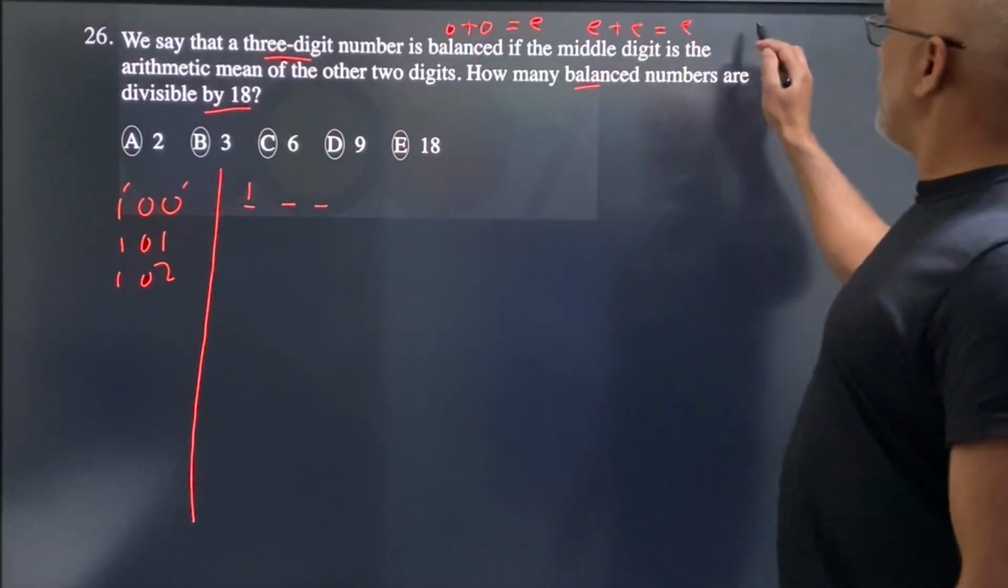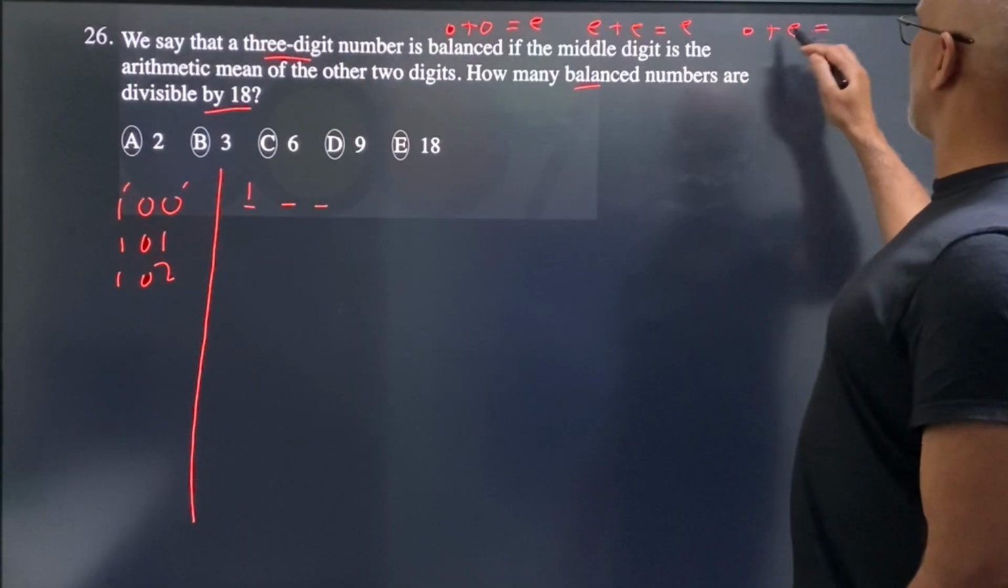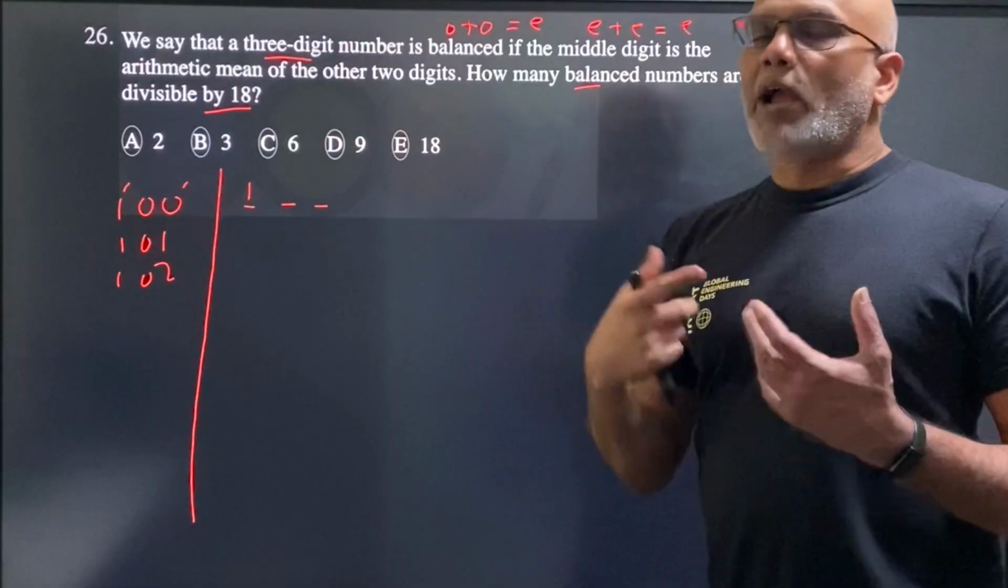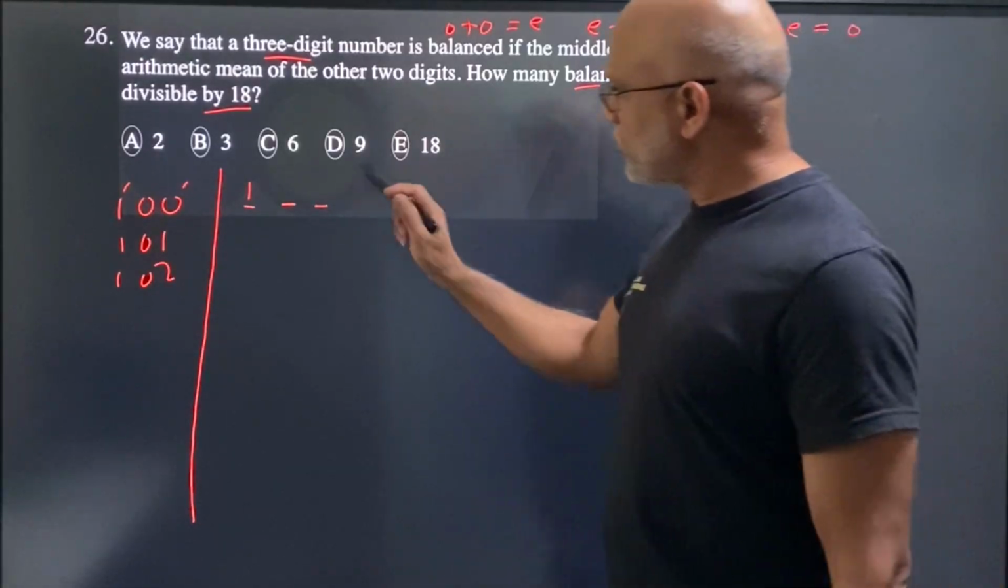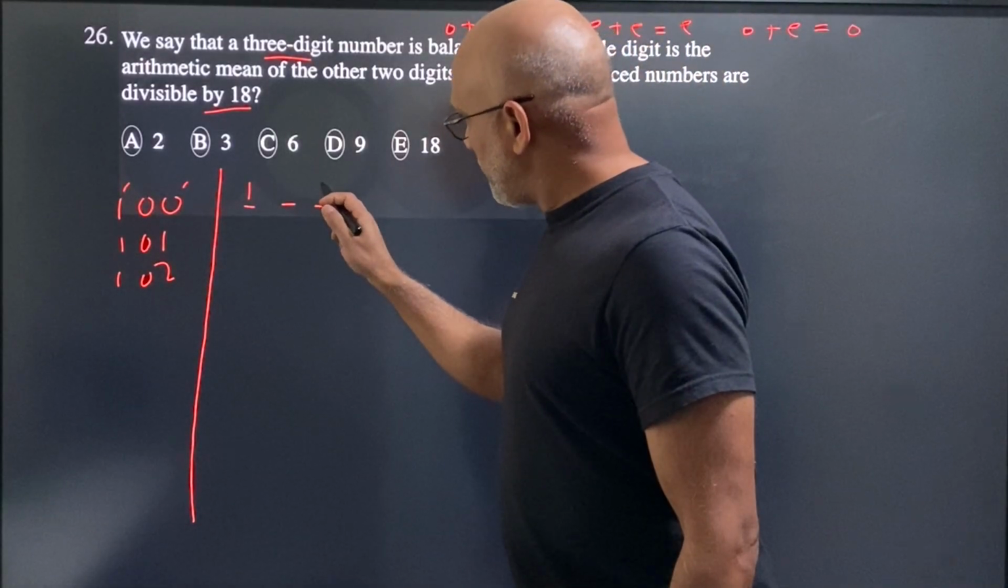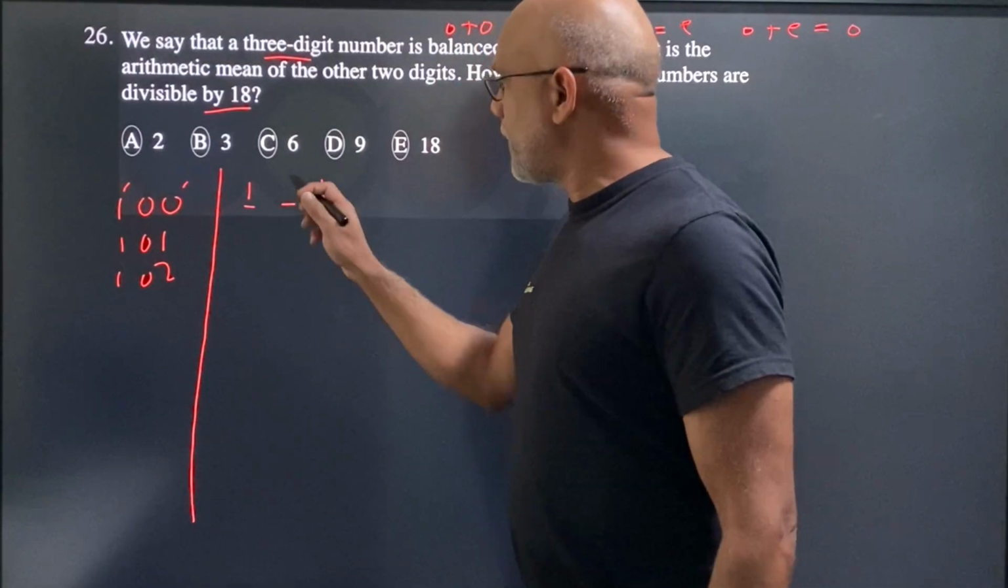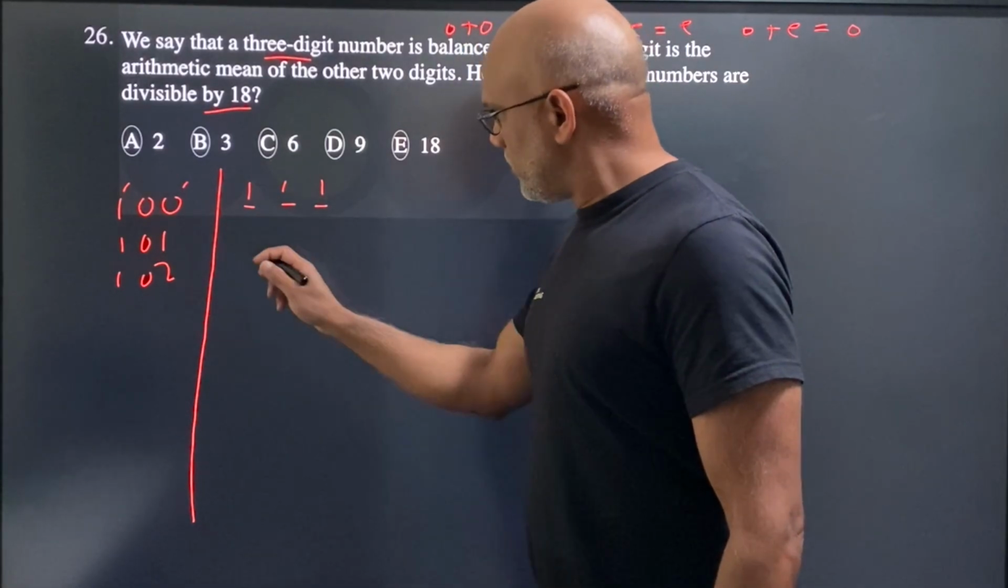But I cannot have an odd plus even, because odd plus even is going to be odd, and if I divide that by 2, I will not get an integer, right? So this has to be odd. The smallest odd can be 1. So 1 plus 1 is 2, divided by 2 is 1. That can be one possibility.